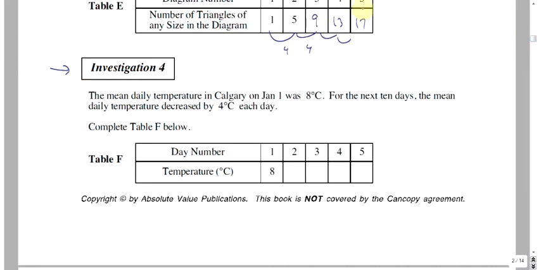These were all positives. You can still have negatives and have a pattern. In Calgary, January the 1st, it was 8 degrees. For the next 10 days, we had a low pressure system come in, and the mean daily temperature decreased by 4 each day. So what was it day 2? It went down by 4. And then day 3 it was... Okay, yeah, all right, this is tough for grade 8s, but you guys, no problem, right? Down by 4 each day. You can still have negatives.